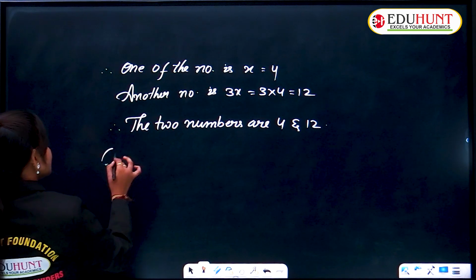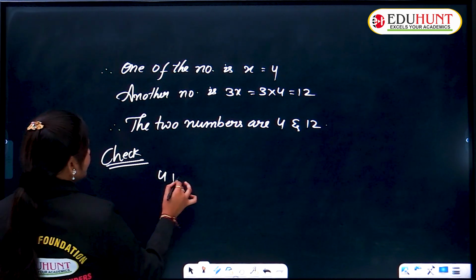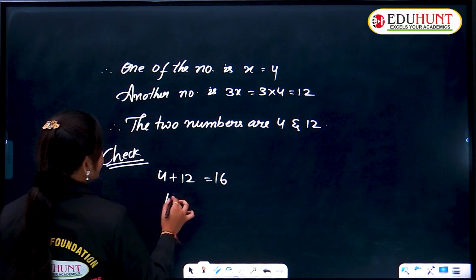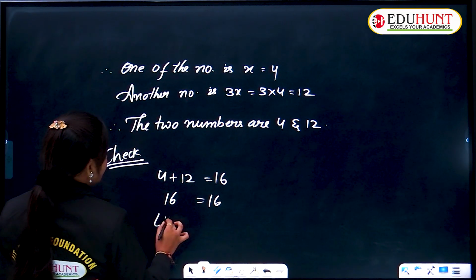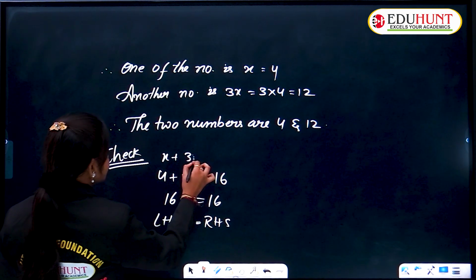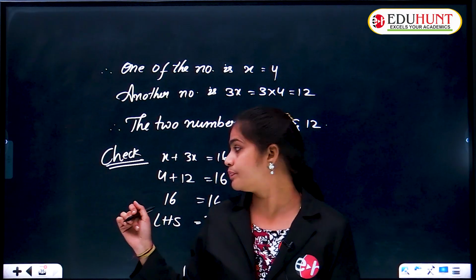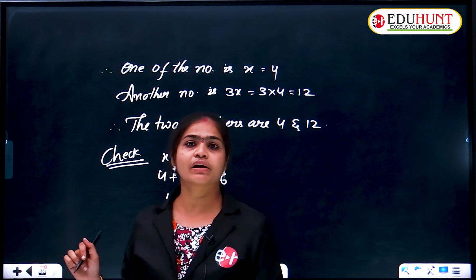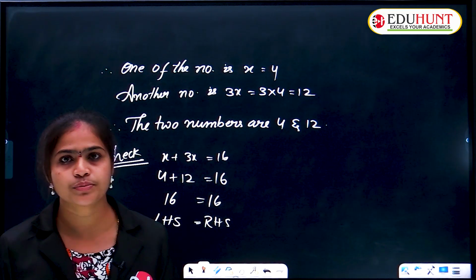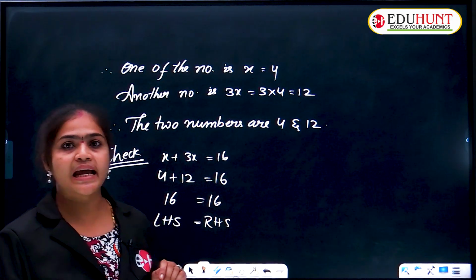Now checking process, see that. Checking process. 4 plus 12 is equal to 16 only, no? 16 is equal to 16. LHS is equal to RHS. So what is that? x plus 3x is equal to 16, which means 4x is equal to 16. Satisfying or not? Here we got LHS is equal to RHS. Understood, ma? Okay, by this way you have to simplify these applicative type questions.